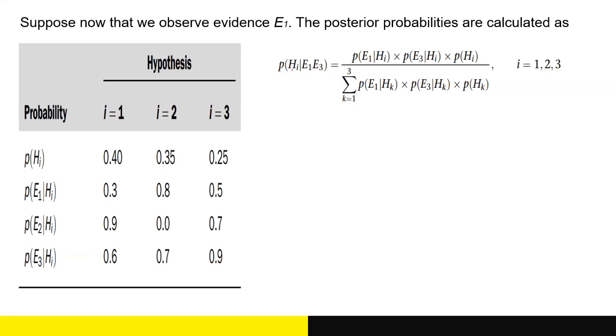So the probability of hypothesis i given evidence 1, evidence 3 is equal to the probability of evidence 1 given hypothesis i, multiplied by the probability of evidence 3 given hypothesis i, multiplied by the prior probability of hypothesis i, divided by the sum from k equals 1 up to 3 of the probability of evidence 1 given hypothesis k, multiplied by the probability of evidence 3 given hypothesis k, multiplied by the prior probability of hypothesis k. So our index i is equal to 1.